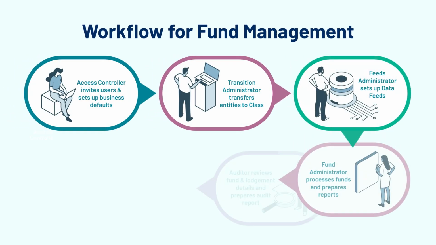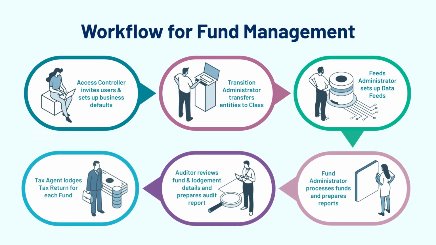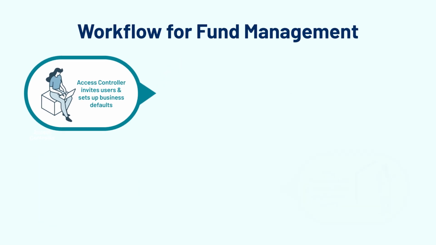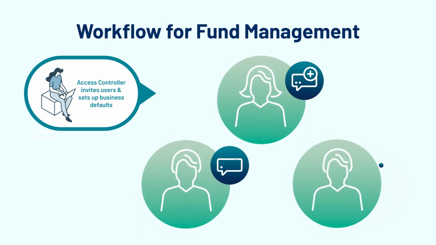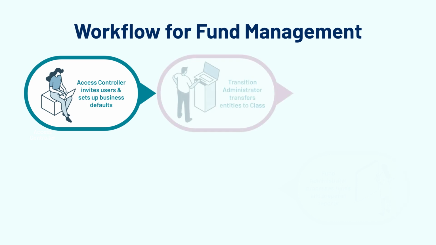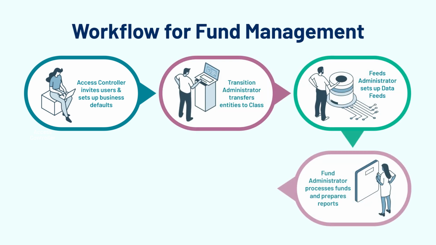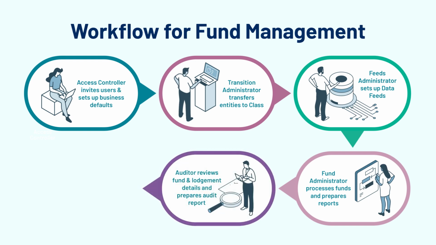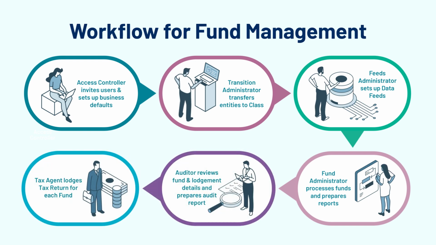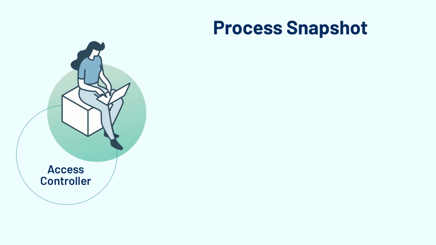Depending on the size and makeup of your business, some of these processes may be performed by the same person. The process starts with your access controller extending invites to the members of your team for their respective roles, including the transition administrator, feeds administrator, fund administrator, fund auditor, and tax agent. Here are the key activities that each of these roles carry out.